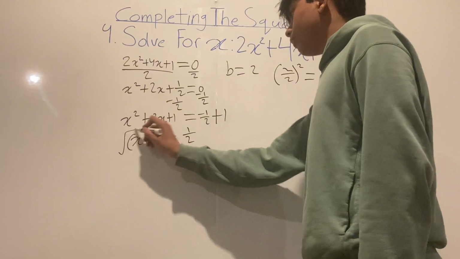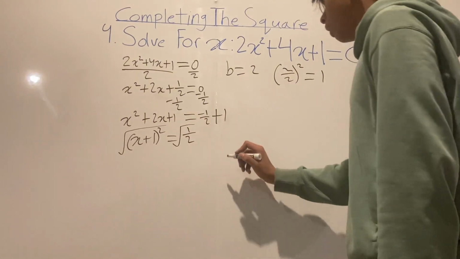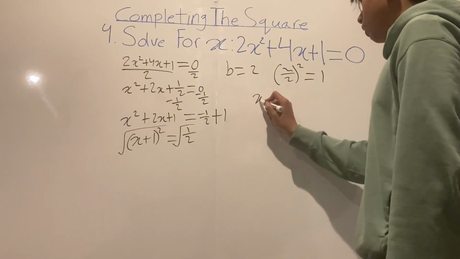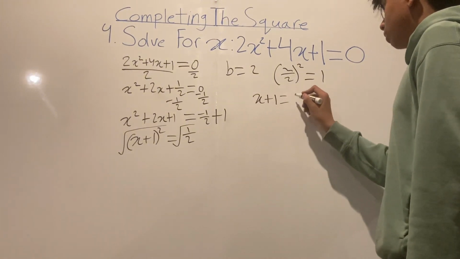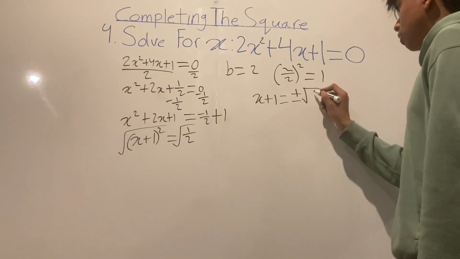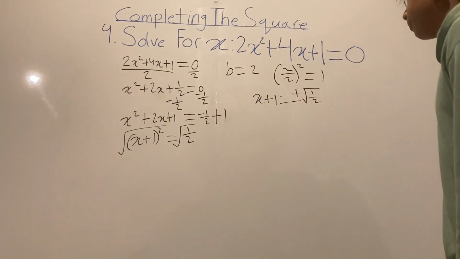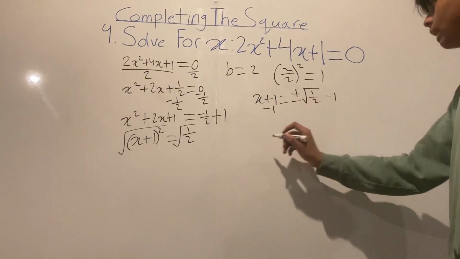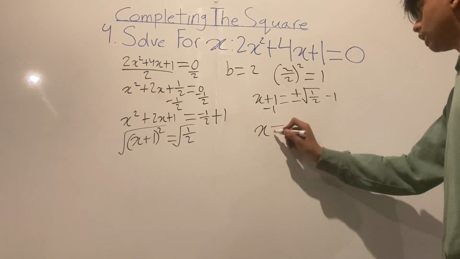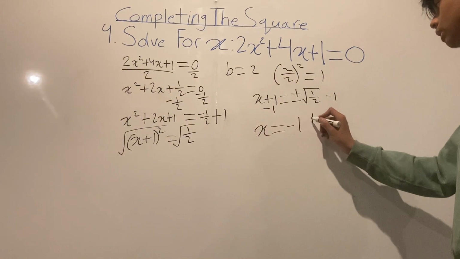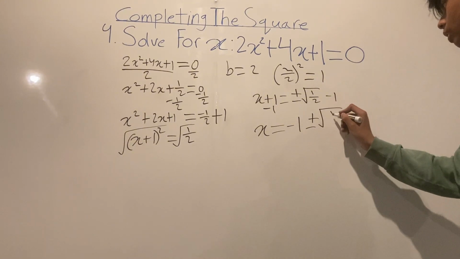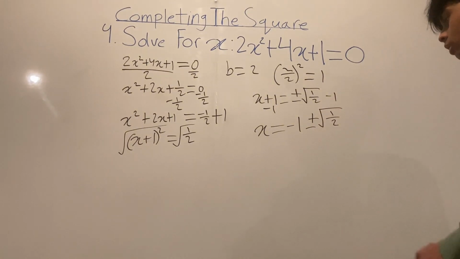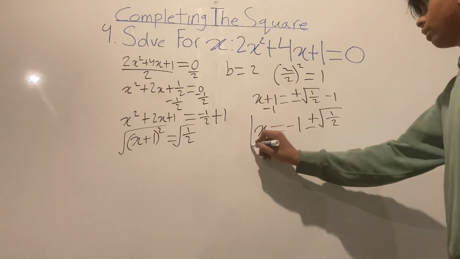So now we can square root both sides. And now we have, I'll write over here, x plus 1 equal to plus or minus square root 1 over 2. Now we can just solve for x by subtracting 1. And now we have our final answer. X equals negative 1 plus or minus square root 1 over 2. And this is going to be our final answer.